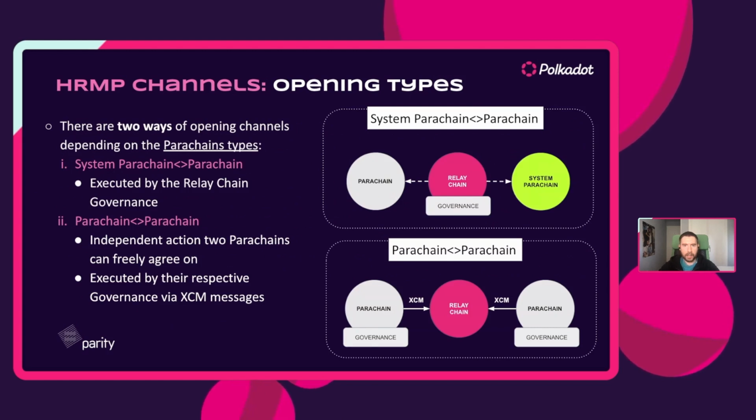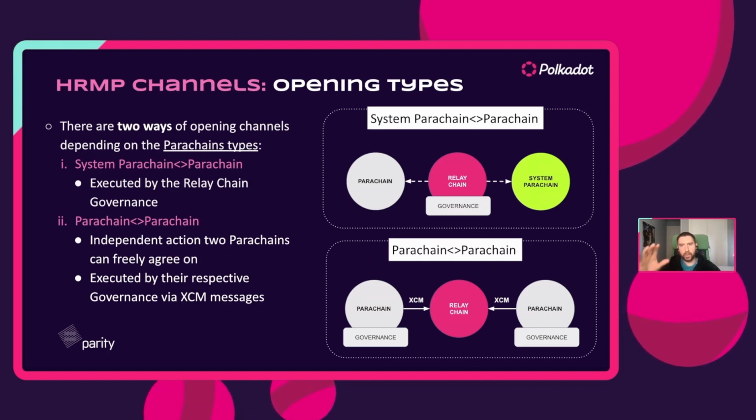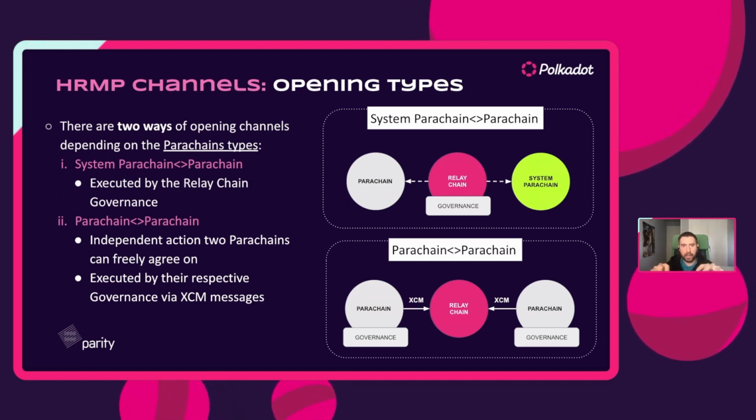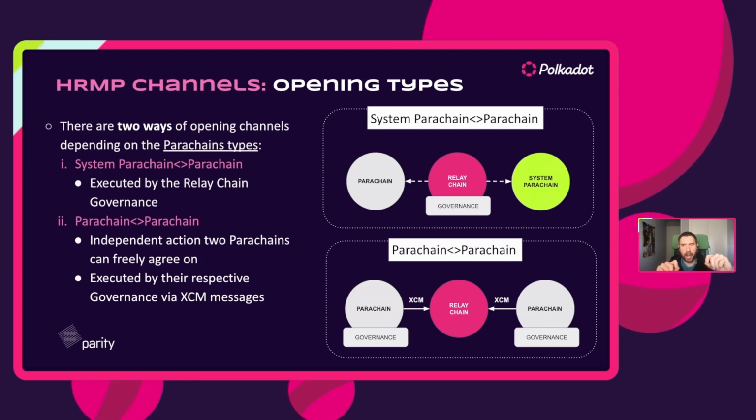There are two opening types. It will depend on the parachains involved. If you have one system parachain trying to connect to a community parachain, then the process goes through the relay chain governance. That is because system parachains are controlled by the relay chain governance.